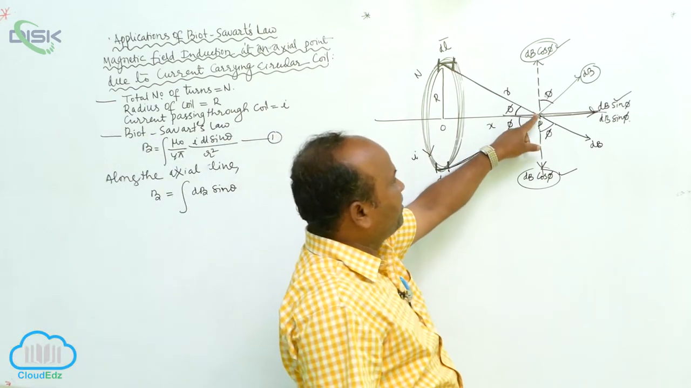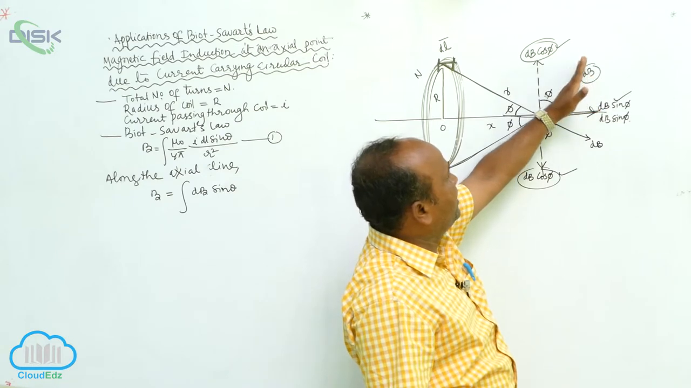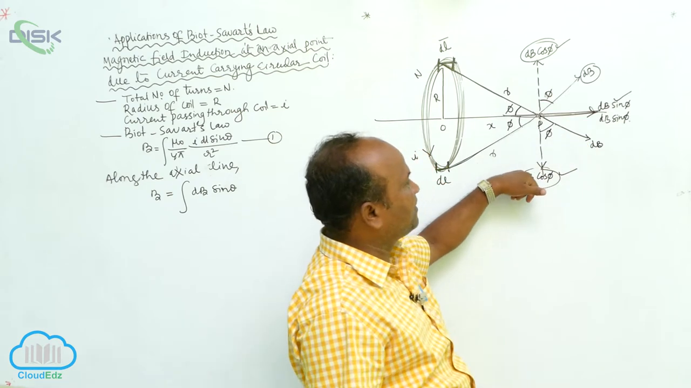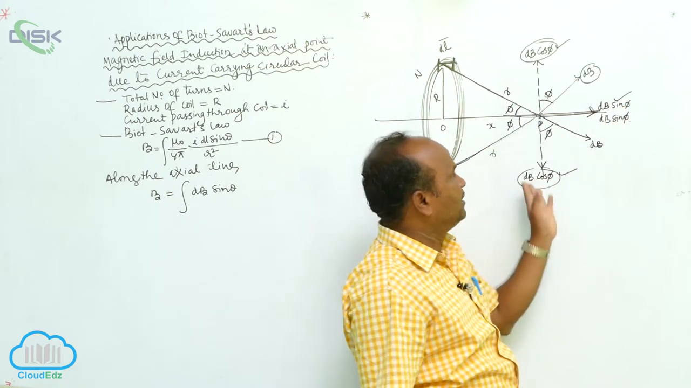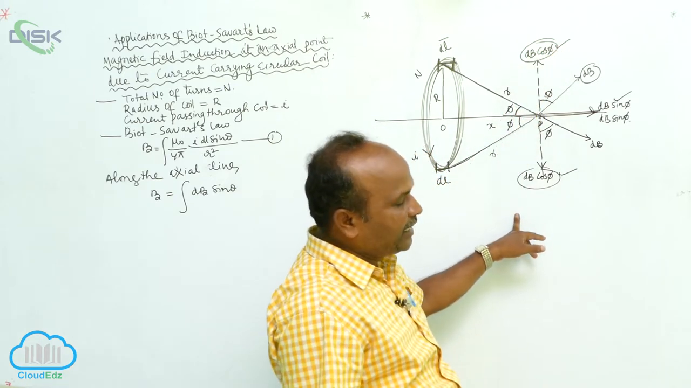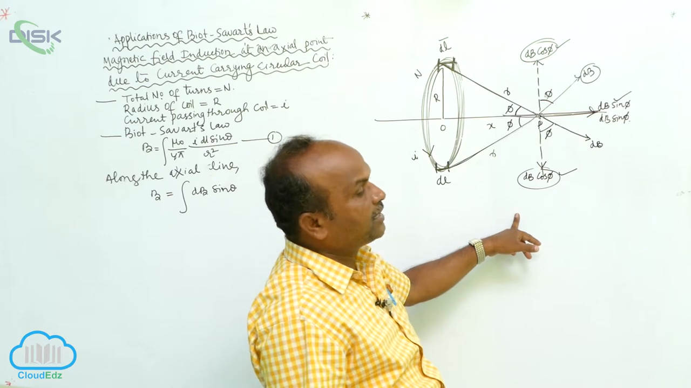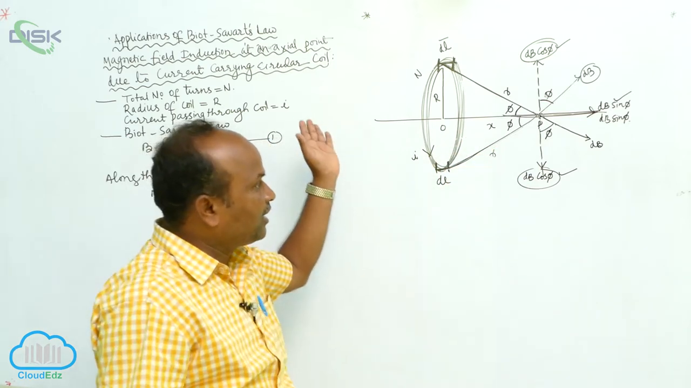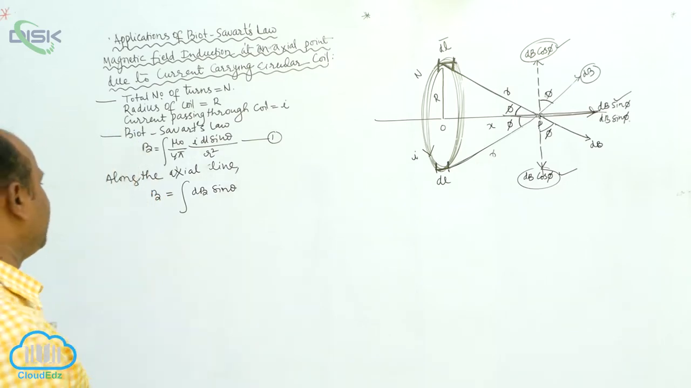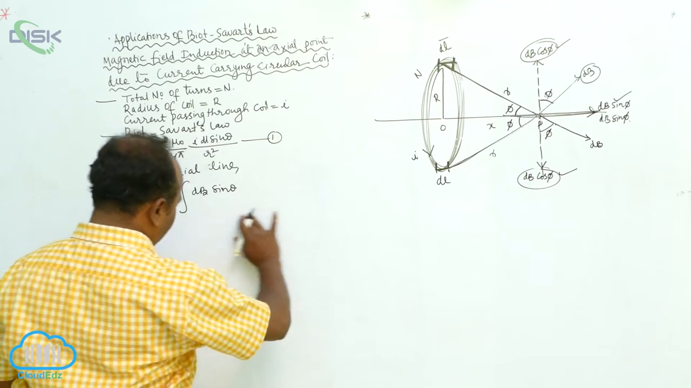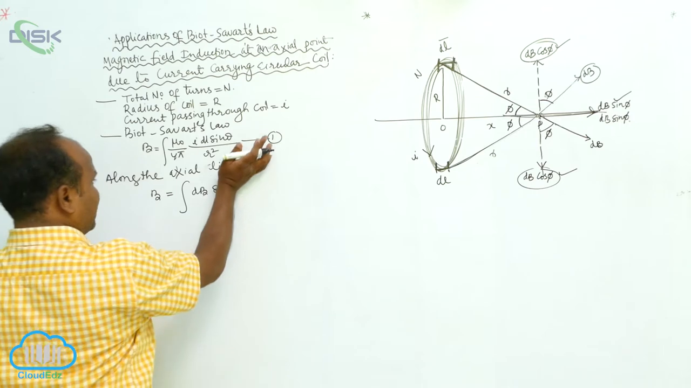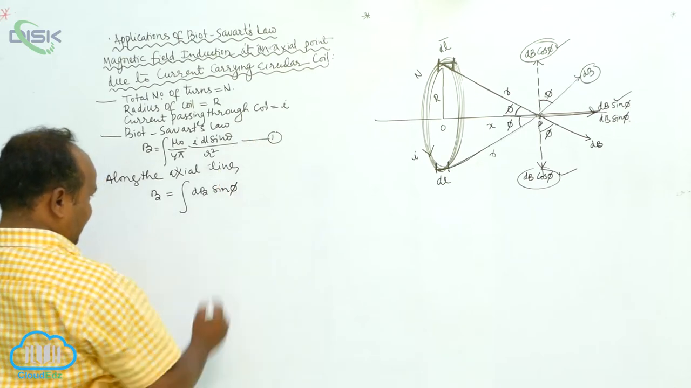Now at the point P, the magnetic field induction dB has components dB cos phi and dB sin phi. This is the axial line. Perpendicular to the axial line, the magnetic field components are equal and opposite, hence they cancel each other. Along the axial line only they will be summed up. Therefore, mathematically, B is equal to the integration of dB sin phi.